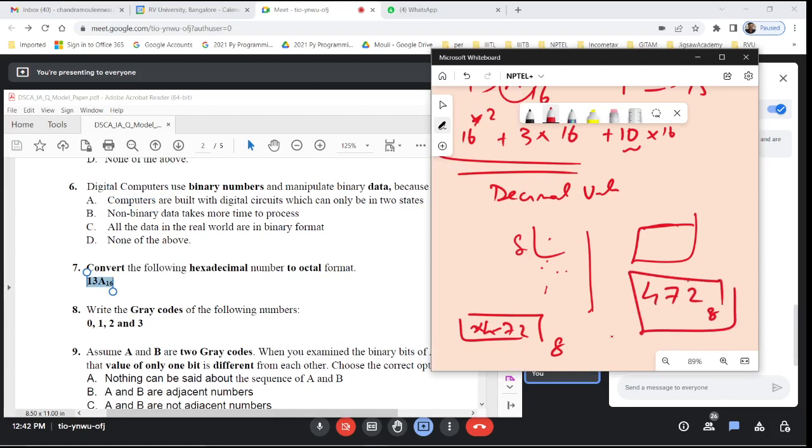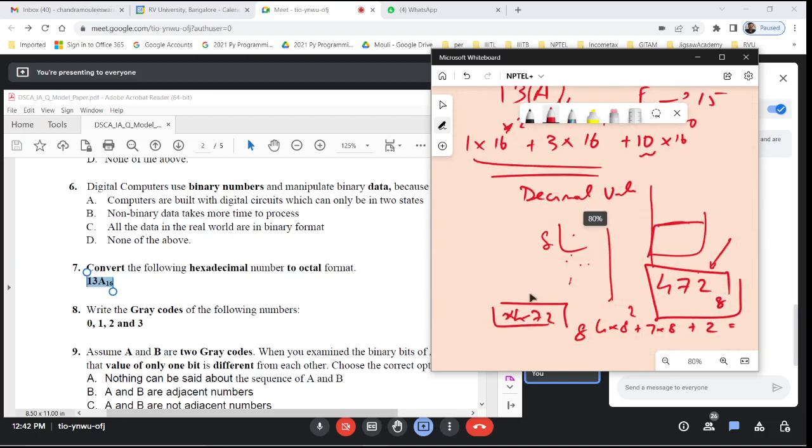You can verify it by 4 into 8 squared, and then 7 into 8, plus 2. This will be equal to whatever decimal number you get here. Very straightforward. I hope you guys can understand it.